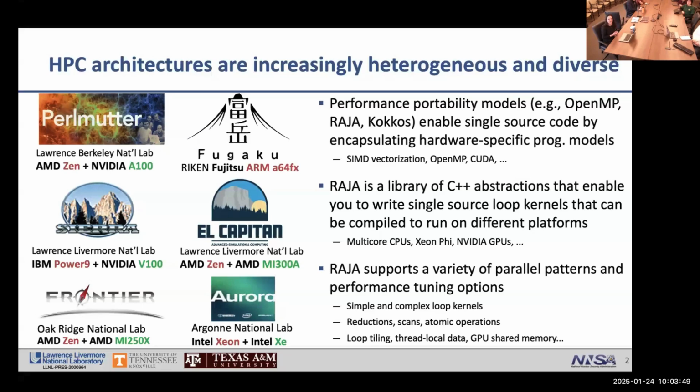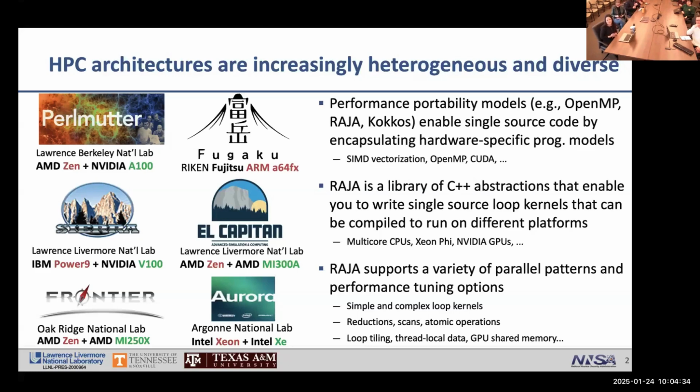In the HPC world right now, architectures are becoming increasingly heterogeneous and diverse. You may have heard of El Capitan, which was just released as the number one on the Top500 list. You can see here an example on the left of all of the different architectures that we're running on today, mixes of different CPUs and GPUs. And what this really means is that performance portability models are becoming increasingly important. So when you can write a single source code and then run that across many of these different architectures to continue to get speedup when you port your application, this is why these are extremely important.